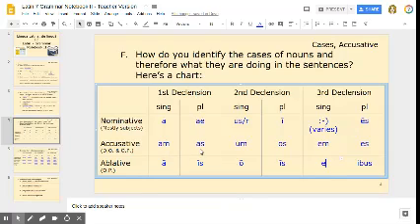AM, AS, UM, OS, EM, ES. Accusative case. I'll do that one more time. AM, AS, UM, OS, EM, ES. Accusative case.